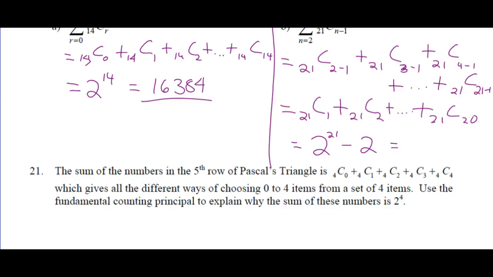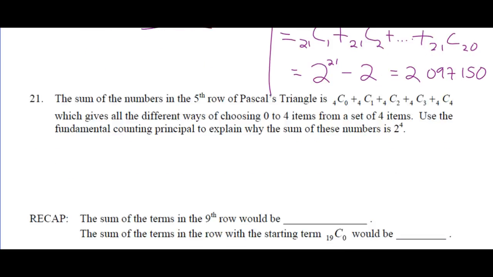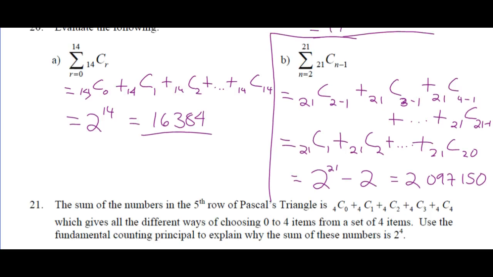And, yeah, calculator. 2,097,150. 2,097,150. Yeah. I could have done it on paper, but why? Okay, hang on, leave that up there for a second.